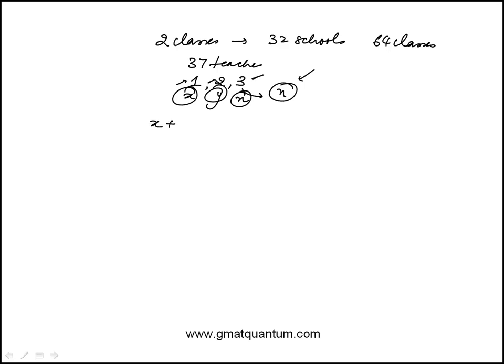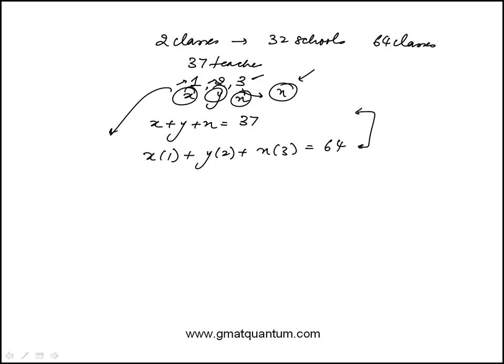Then we know that this sum, it's the total number of teachers, which we're given as 37. Now the number of classes they would teach would be x times 1 plus y times 2 plus n times 3, and that has to match up to 64. So these are my 2 relationships. My goal is to find the least and the greatest possible value of n.